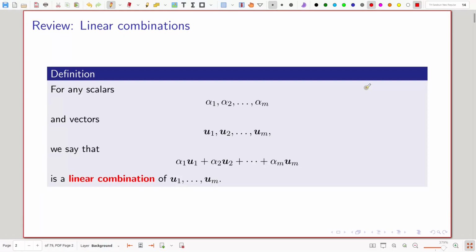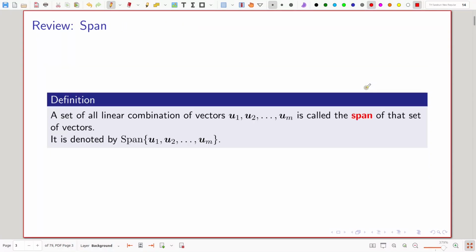So let's have a quick review. If you have vectors u1, u2 up to um, and you combine them by scaling each vector and then adding them up, you get a linear combination. If you take all the possible linear combinations of a set of vectors, you get a set of vectors that we call a span. So a span is the set of all possible linear combinations of the set that you have.